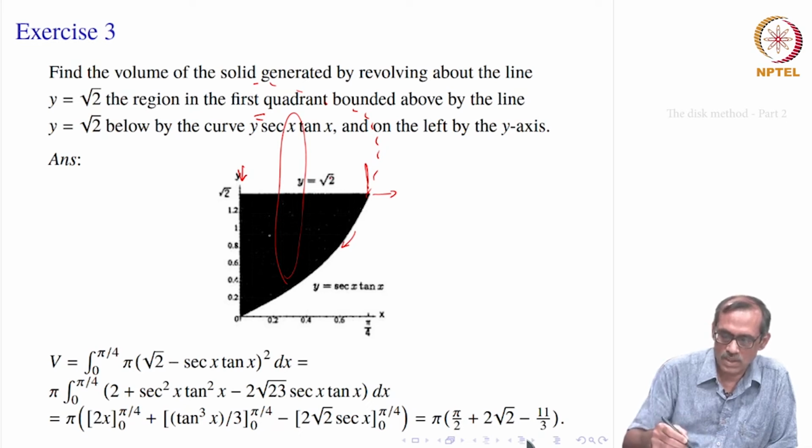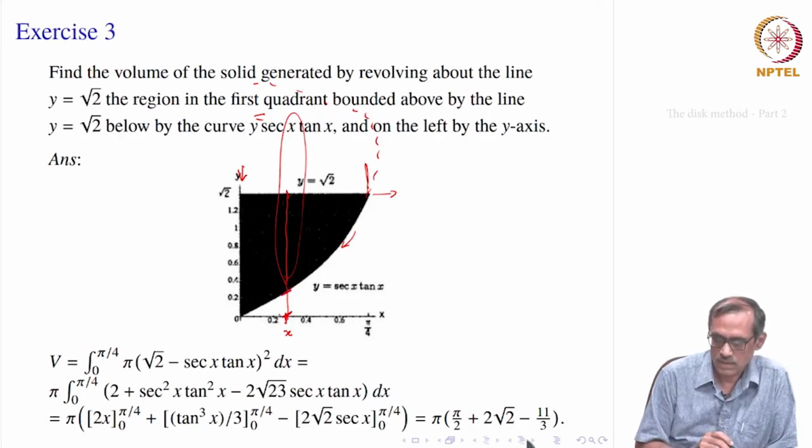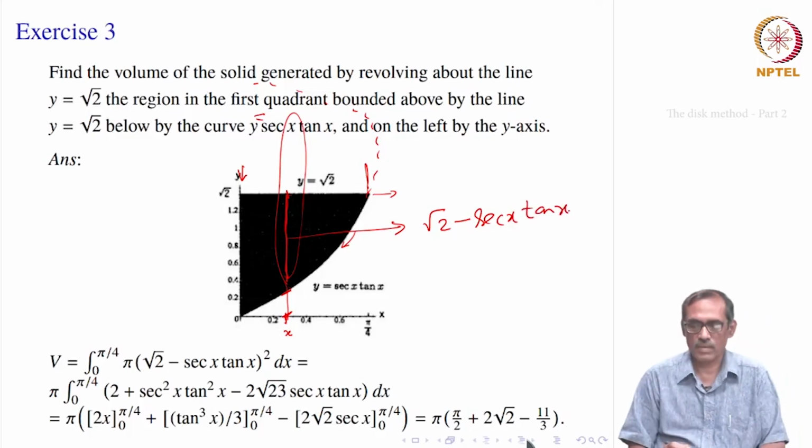Fine. So, now what is this cross sectional area? That cross sectional area will have some radius. When you take a point x here, what is the radius? We want to find out this radius. That is really root 2 minus this side, which is on the curve y equal to sec x into tan x. So, the radius is equal to root 2 minus secant x into tan x, fine.